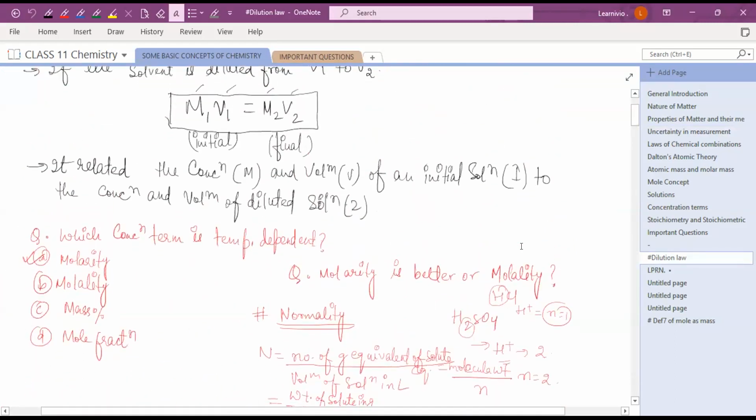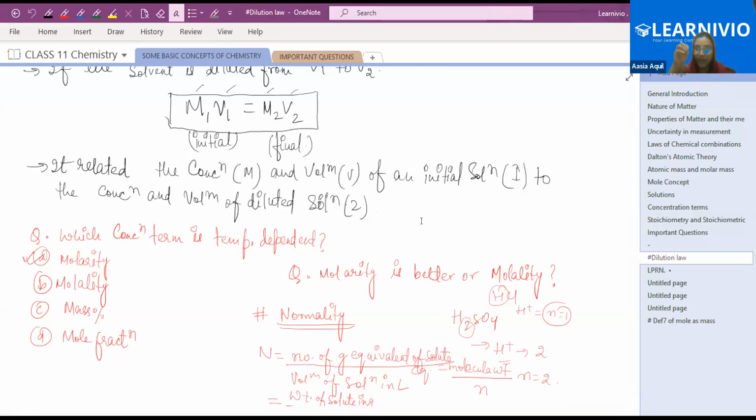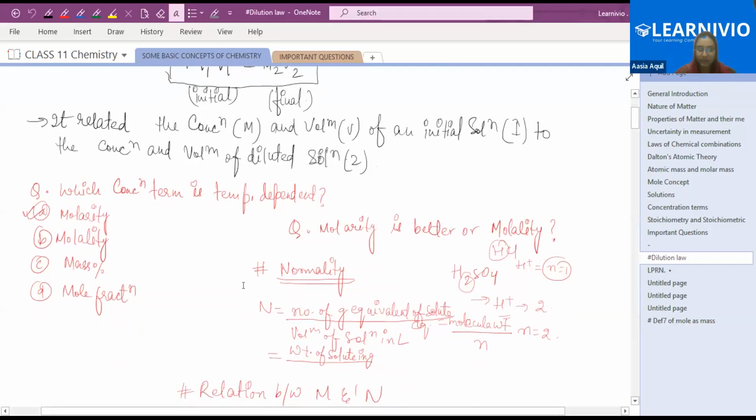And one more question is this: which concentration term is temperature dependent? Temperature dependent, कौन सी concentration term होती है? Molarity, molality, mass percent, or mole fraction. So you can see the molarity depends on volume, right? And volume changes with temperature. So that's why molarity is temperature dependent. But your molality, mass percent, and mole fraction don't depend on the temperature. So when this question comes, the answer will be molarity. Molarity always depends on temperature.